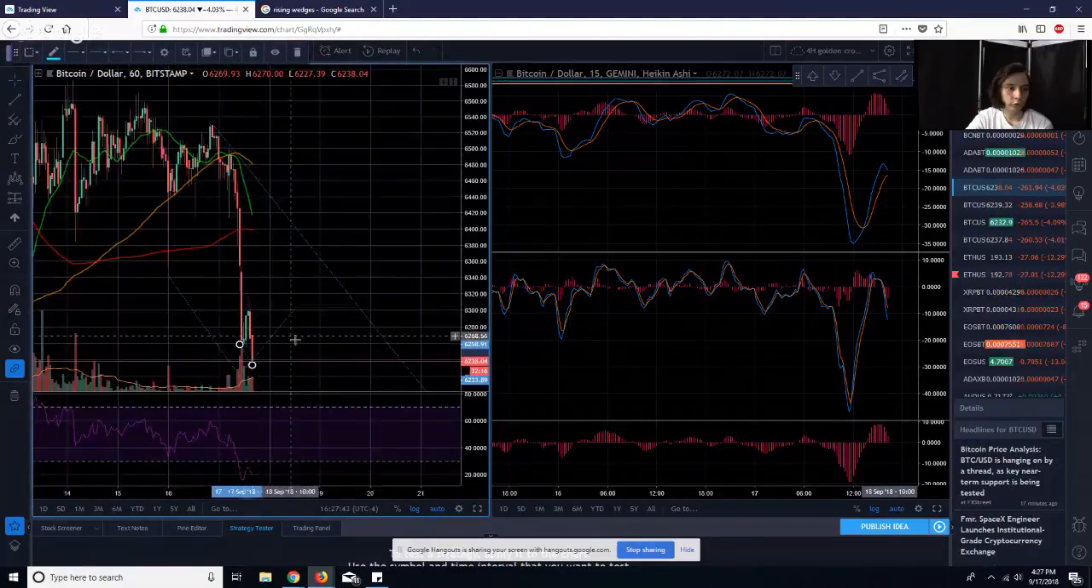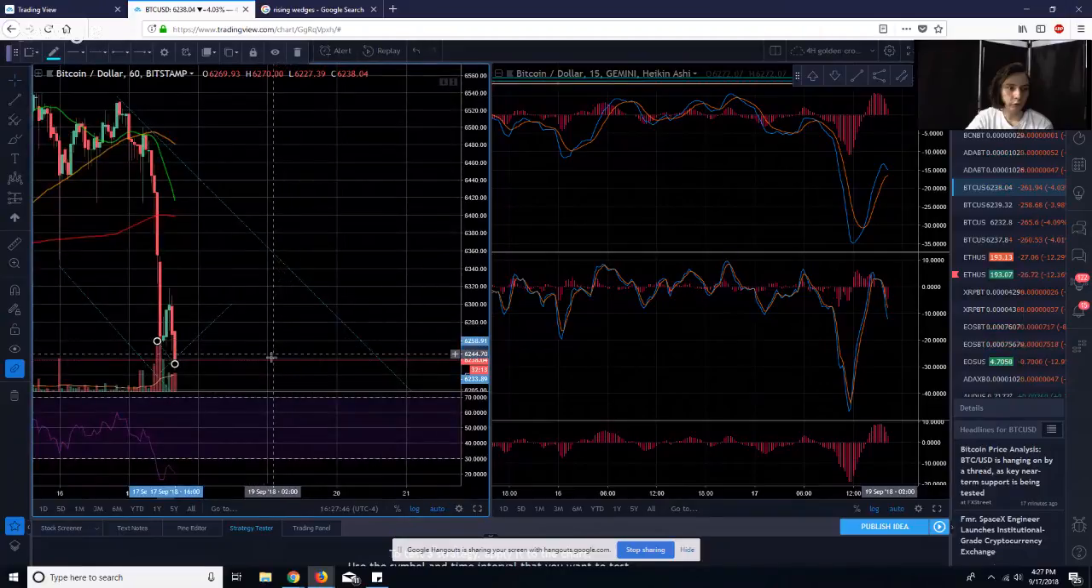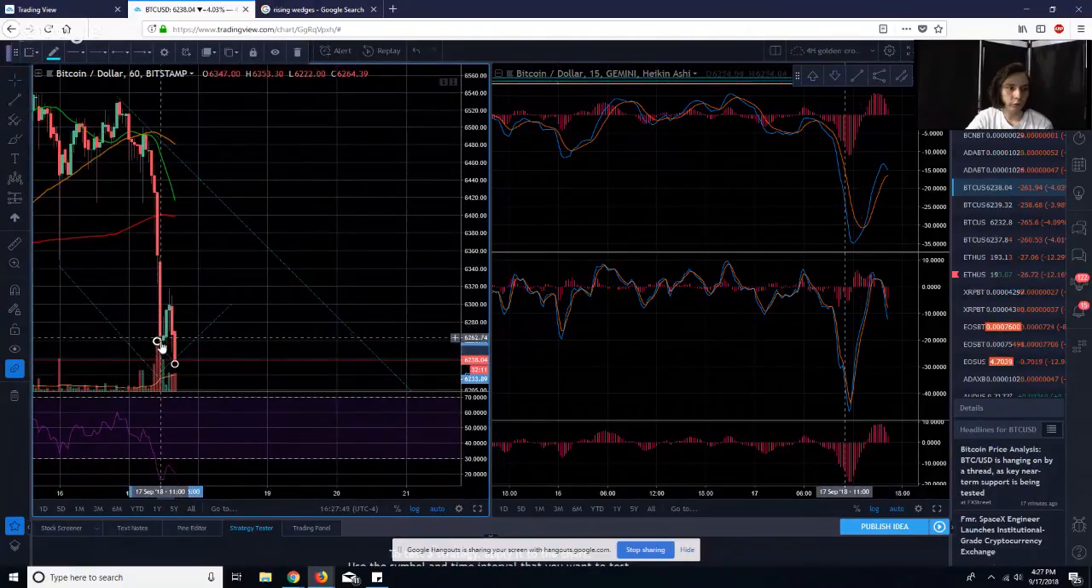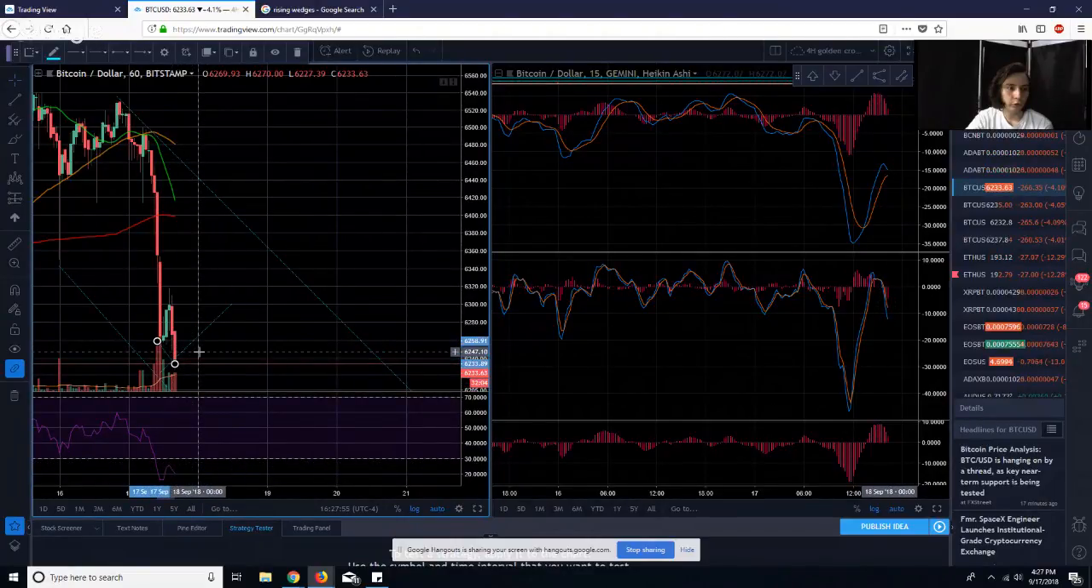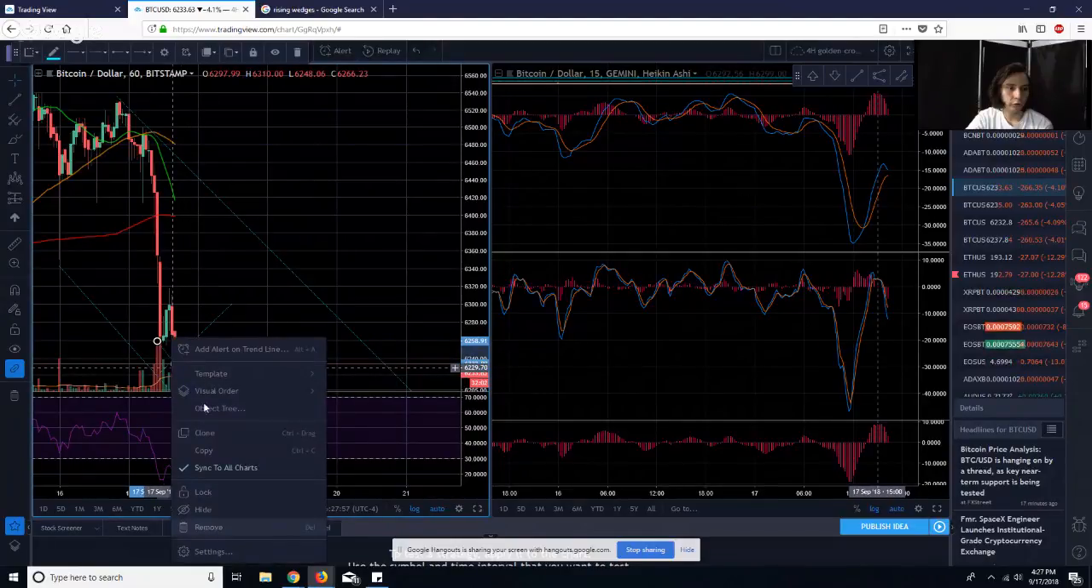So it's always better to wait for some sort of confirmation. As soon as we make a higher low on the RSI and in price action, then that's a good indicator that the trend is ready to reverse.